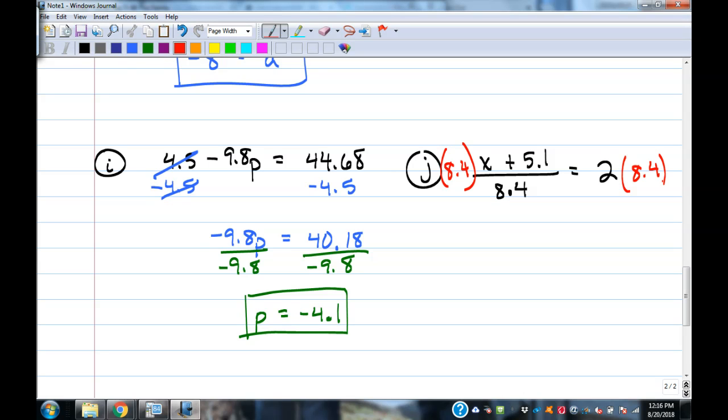What happens to the 8.4s on the left side? They're going to cancel out, right? And then x plus 5.1. And then what's 2 times 8.4? 16.8.